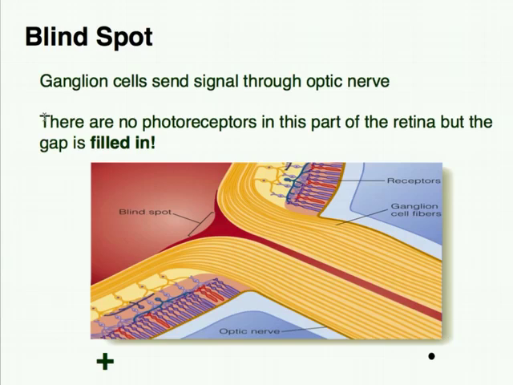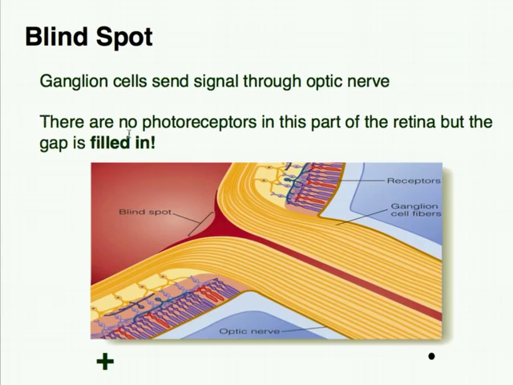Another effect of the fact that our eyes are designed somewhat backwards, or the retina is somewhat backwards, is that the neural signal has to leave through the back of our eye. It has to pass through the layers to get back out, and that means that there are no photoreceptors in a certain portion of our retina, and this leads to something called the blind spot.